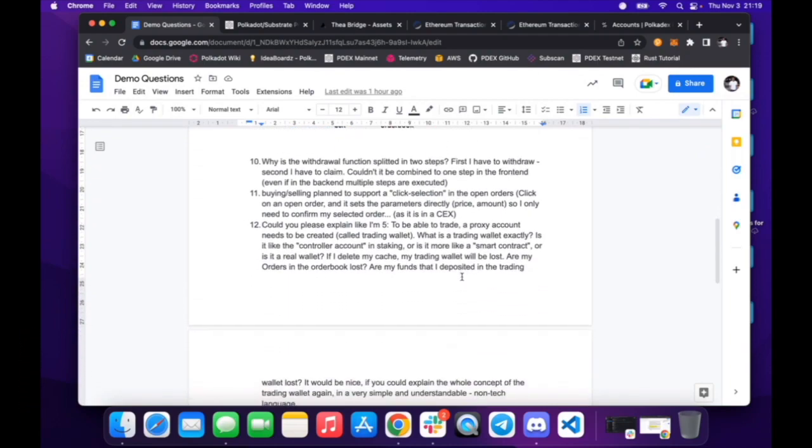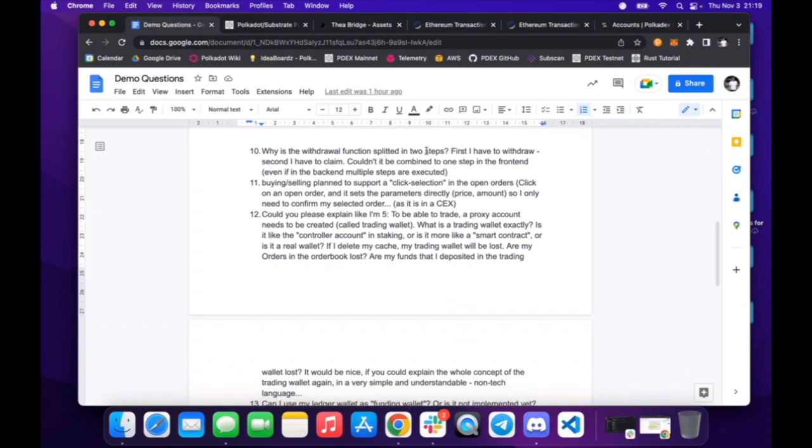The next question is, why is the withdrawal function split in two? First, I have to withdraw. Second, I have to claim. Couldn't it be combined in one step in the front end, even if in the back end multiple steps are executed? Yeah, like I mentioned, this is the best practice that we have. It is a best practice to always have a pull model rather than a push model. This way we are making sure that we are not overburdening the system with a lot of requests at the same time. Rather, the users are manually claiming the tokens.